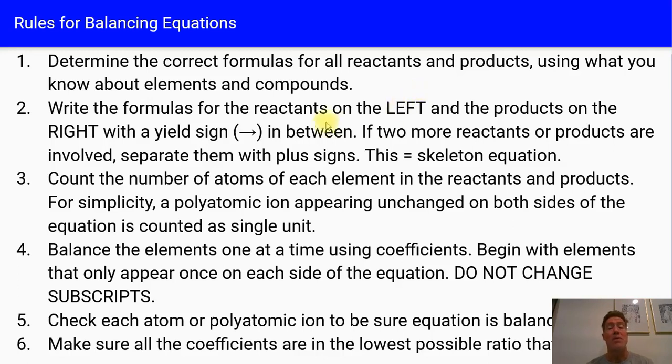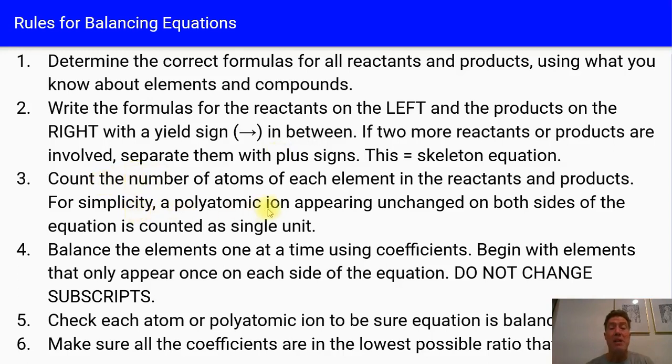We write the formulas for the reactants on the left, the products on the right, with a yield sign or produces sign in between. If 2 or more products are involved, we separate them with plus signs. This is our skeleton equation. And now we have to balance. So all you do is you count the number of atoms of each element in the reactants and products.